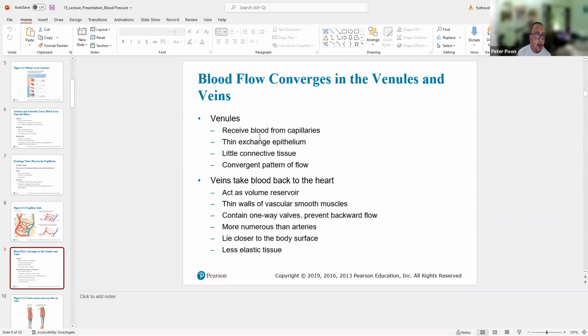So venules and veins. Veins act as a volume reservoir. If you have more fluid, it just ends up in your veins. They can adjust to the amount of fluid you have, because the amount of fluid in your blood varies slightly day to day, depending on how much water you drink.